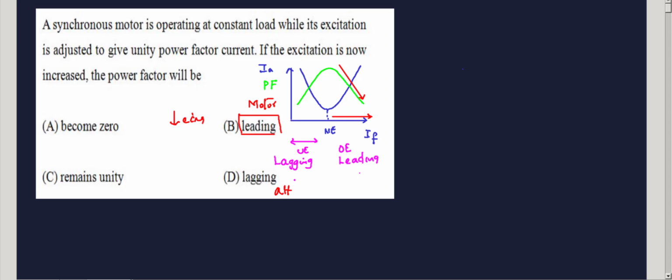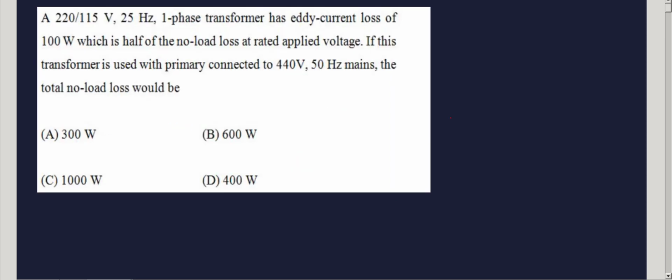Okay, right. Next question. Let's see the next question here. A 220 by 115 volts transformer, the question is given. 220 by 115, eddy current loss. How much is the frequency? 25 Hz.